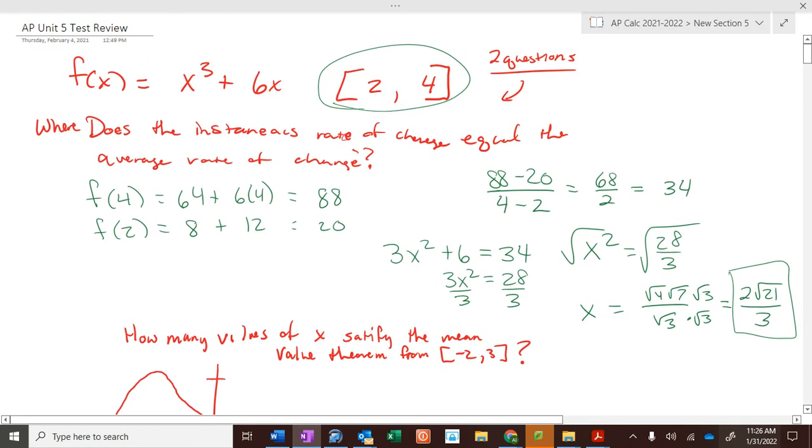Yep, where the instantaneous rate of change equals the average rate of change. If it happens within the interval and the function is differentiable throughout the entire interval, then it's a mean value theorem. We can look at it and see that there's not going to be any place between 2 and 4.